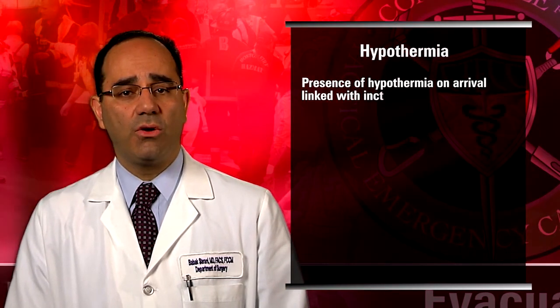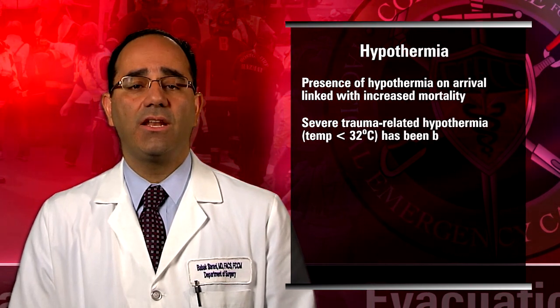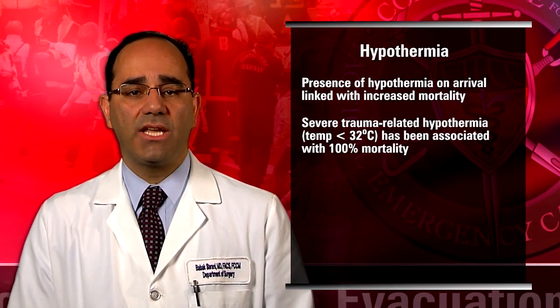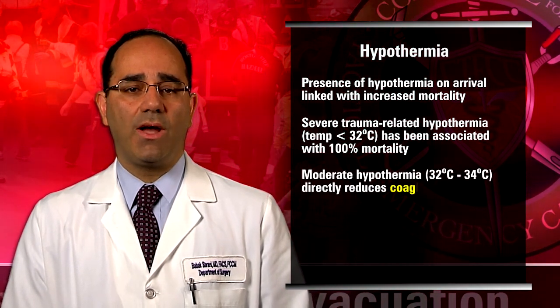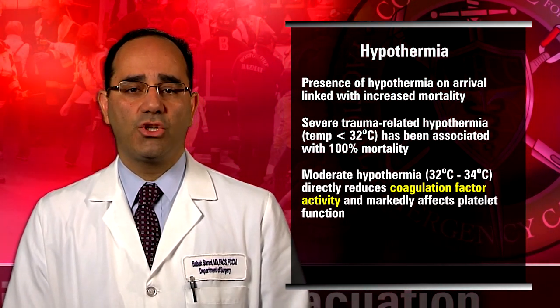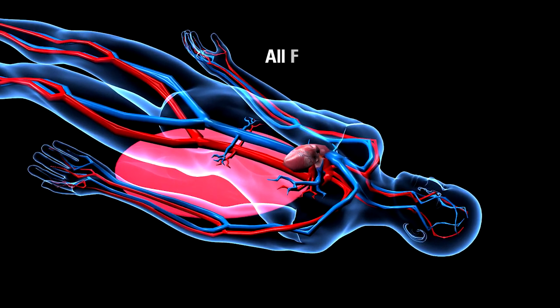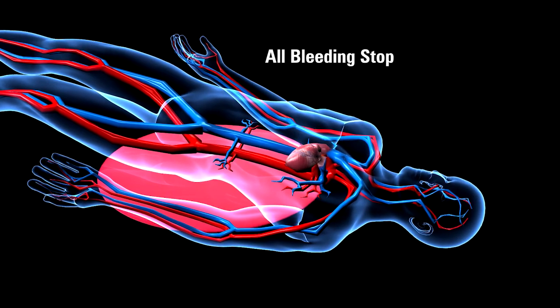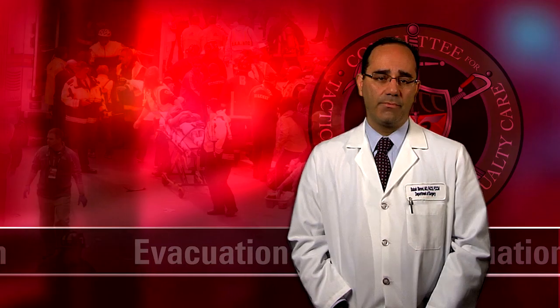Hypothermia is linked to death in the trauma patient, and studies show that if a trauma patient drops to a core body temperature less than 90 degrees, there is a 100% mortality. Even moderate hypothermia affects coagulation. Poor coagulation and platelet function means that the patient does not stop bleeding. The victim continues to bleed, and as we all know, all bleeding stops eventually.